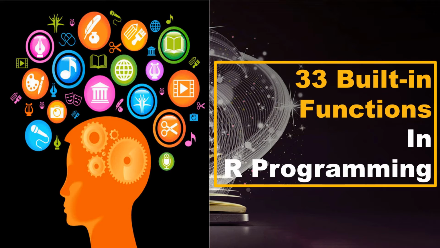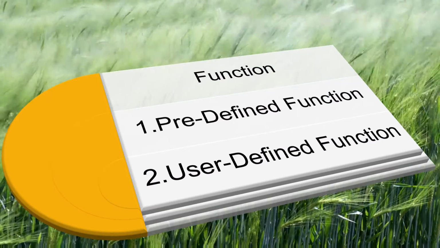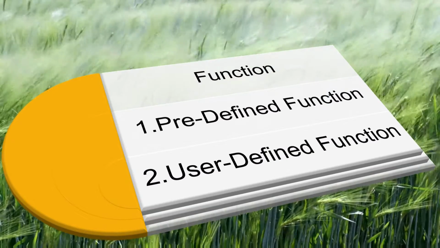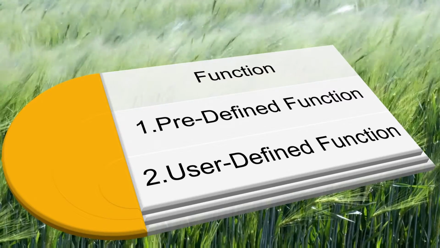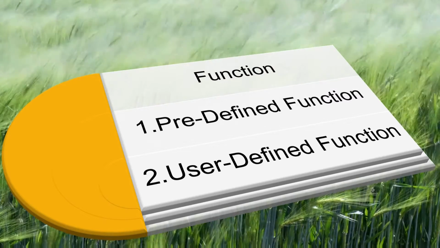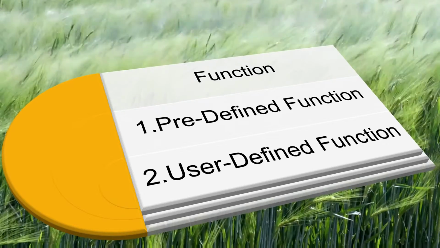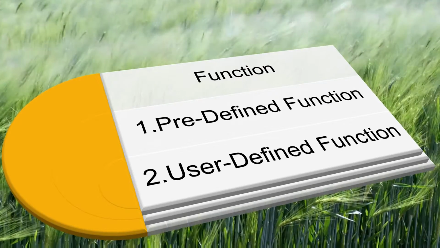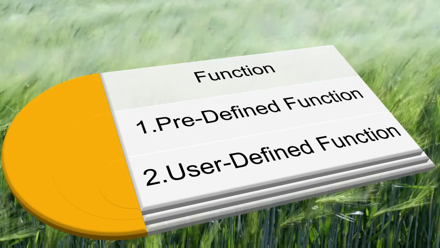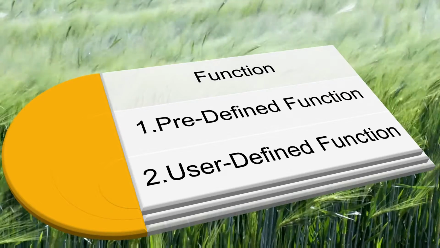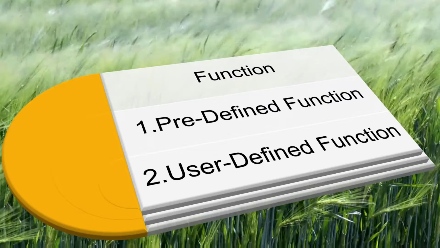In this video session, I will demonstrate built-in functions in R programming. What actually is a function? A function is a small program or subroutine which is called during the program for a particular purpose. There are two kinds of function. First is predefined function and the second is user-defined function.